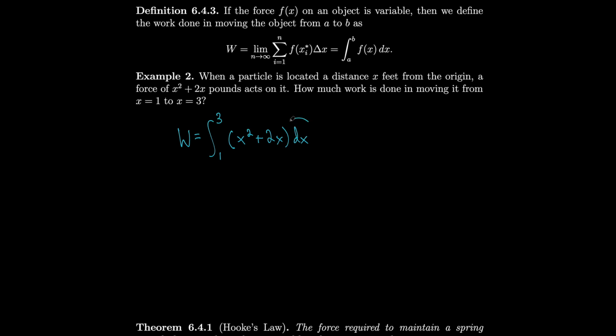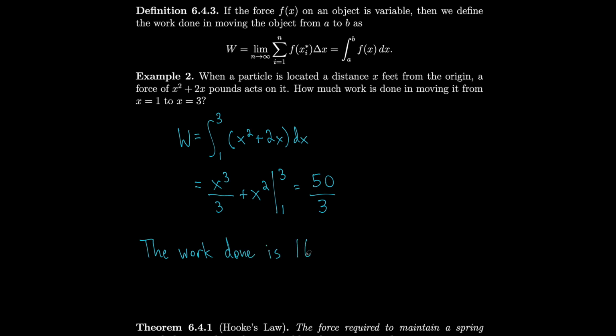When we add up all of these little dx's from 1 to 3, then we'll get the total distance. So we do our antiderivative. We get x cubed over 3 plus x squared, all from 1 to 3. And that becomes 50 over 3. So that's the work done. So the work done is 16 and 2/3, and it's foot-pounds.